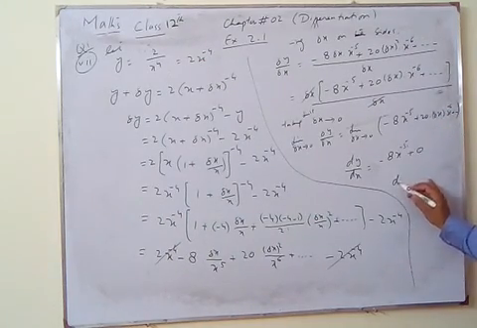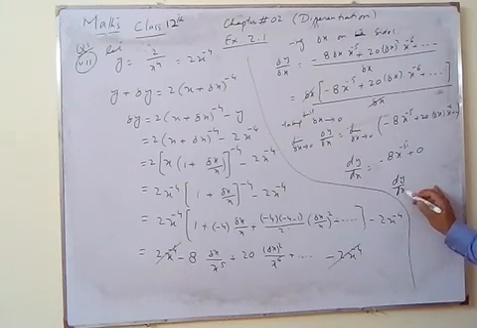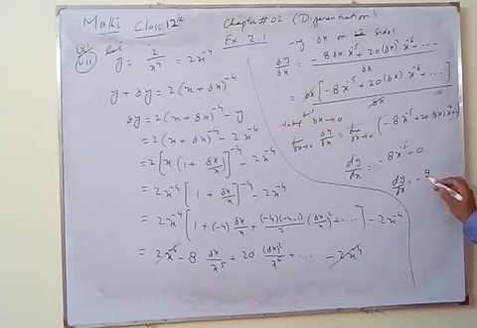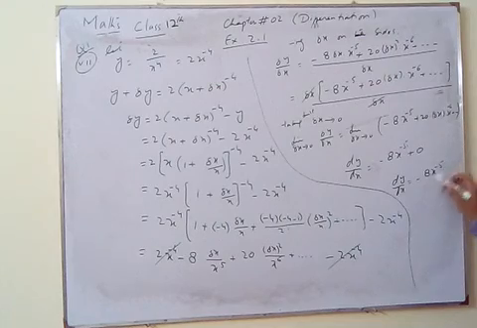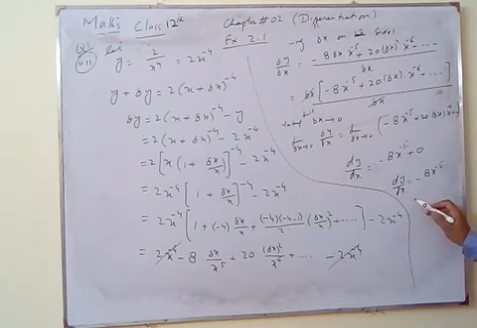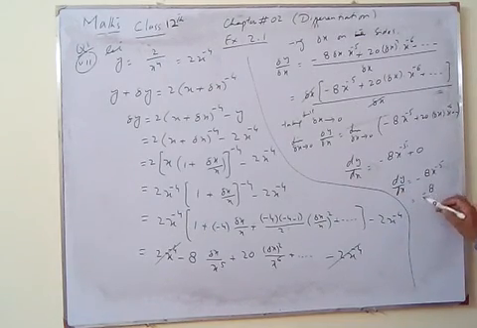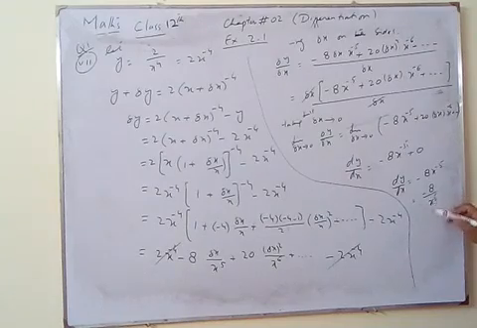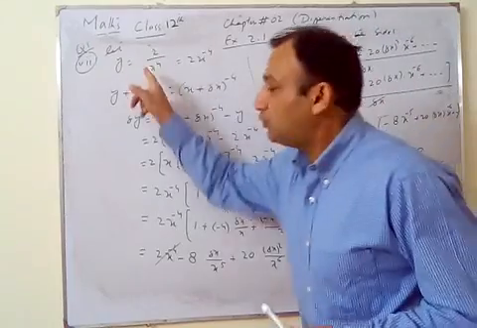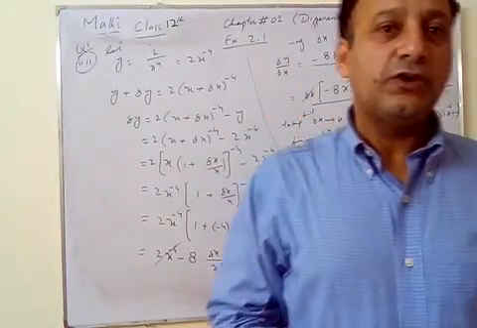So we have dy by dx is equal to minus 8 into x power minus 5, or it can also be written as minus 8 divided by x power 5. So both are correct. So this is the derivative of 2 divided by x power 4.